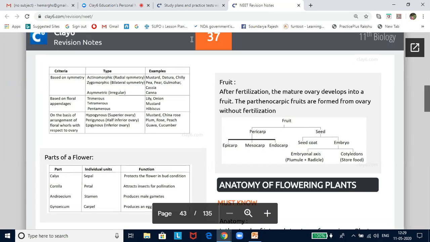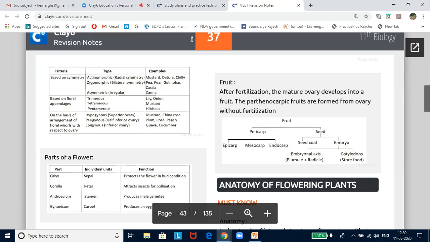Now, based on floral appendages. If you look at the appendages, calyx, corolla, androecium, and gynoecium are called the appendages. If the calyx, corolla, carpels, and stamens all occur in three and multiples of three, then it is called trimerous. Example, lily and onion. Tetramerous, if they all occur in four and multiples of four, as in mustard, and pentamerous if they are in five and multiples of five, as in hibiscus. Again, the floral appendages can also help you identify whether the plant is a dicot or a monocot. If it is trimerous, it is a monocot. If it is pentamerous or tetramerous, it is a dicot.